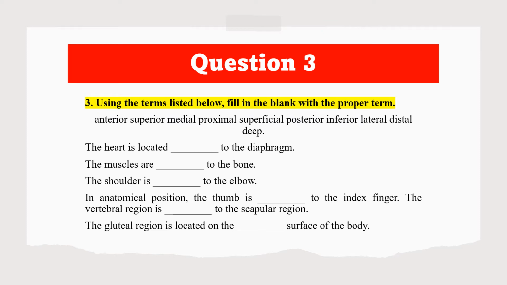Question number 3. Using the terms listed below, fill in the blanks with the proper term. The heart is located superior to the diaphragm. Muscles are superficial to the bone. The shoulder is proximal to the elbow. In anatomical position, the thumb is lateral to the index finger. The vertebral region is medial to the scapular region. The gluteal region is located on the posterior surface of the body.